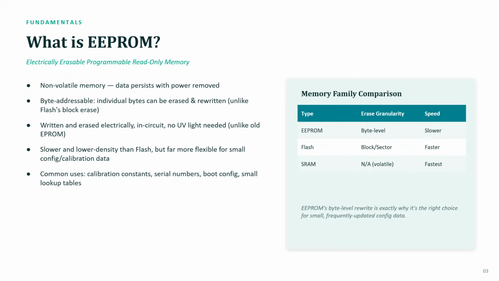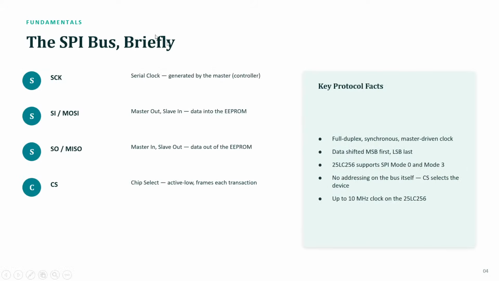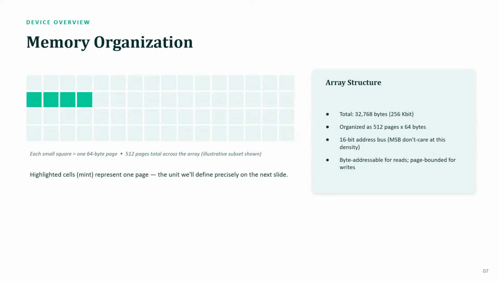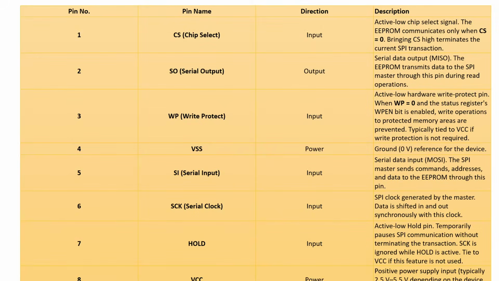Now, we have already discussed the SPI bus, so the question is why SPI based EEPROM? It has a lower count of signals, only four: SCLK, serial input, serial output, and chip select. If we are not using the SPI interface, then we would need 8 plus signals for the EEPROM. Okay, let me show you the EEPROM chip. Where is this EEPROM?